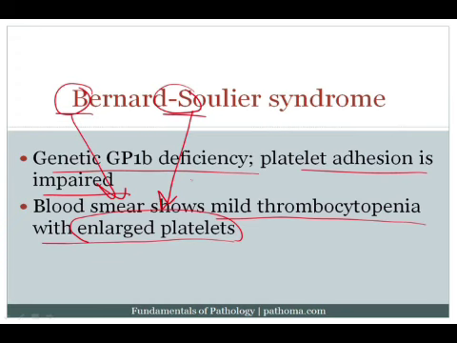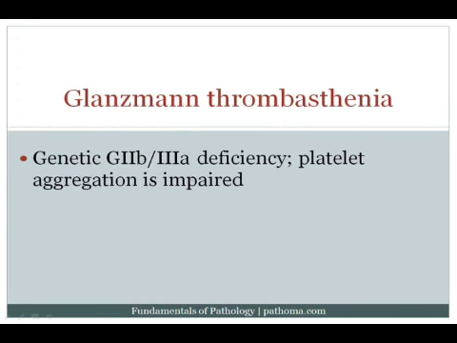Whatever helps you to remember this, that's the key thing, that you need to remember that there are enlarged platelets on blood smear. Now, the next of the disorders is called Glanzmann's thrombasthenia, and this is a genetic defect in GP2B3A. And guess what's going to happen here? Platelet aggregation is going to be impaired.